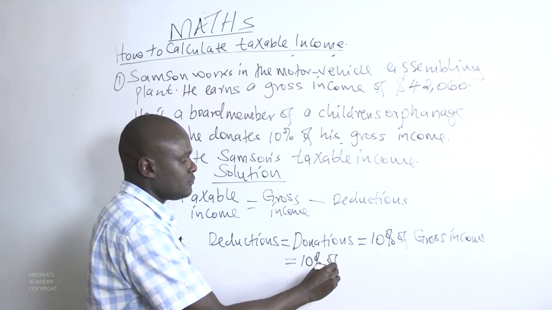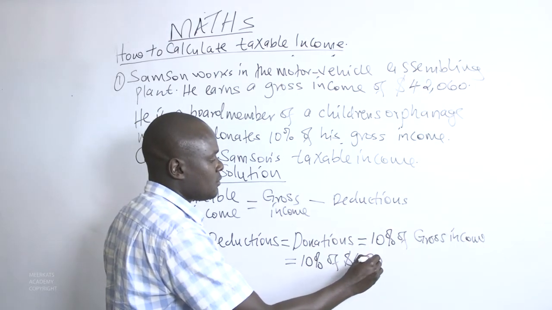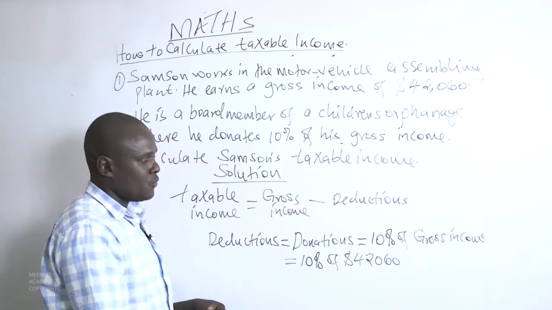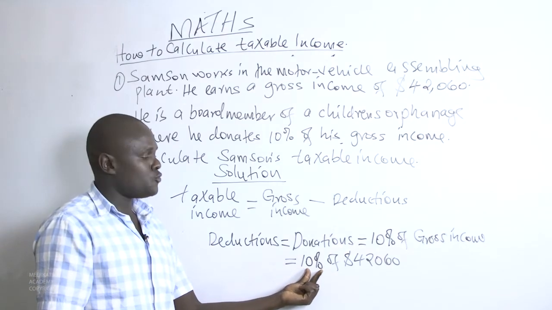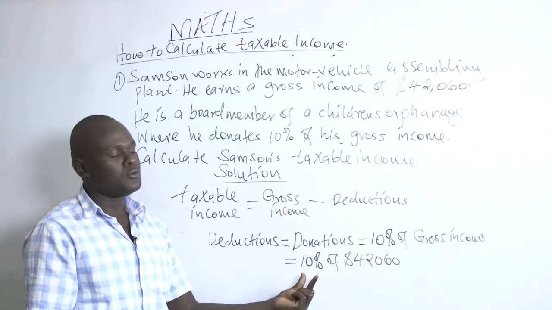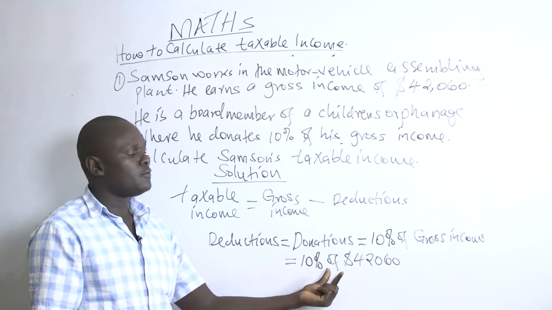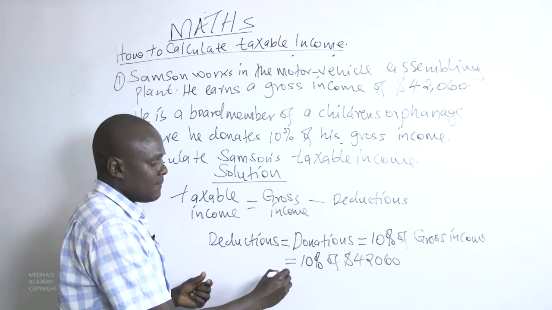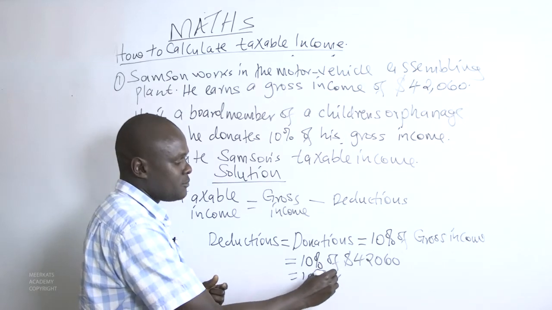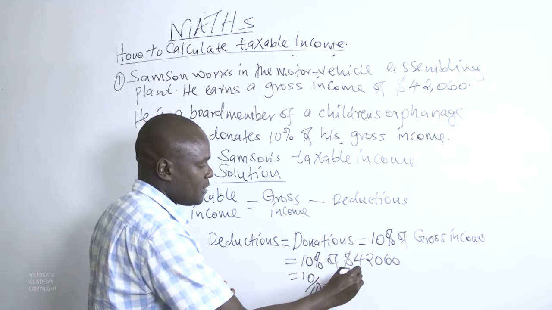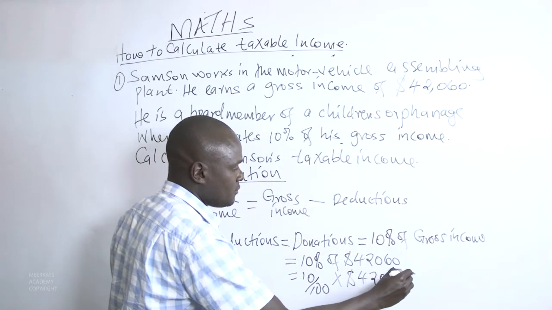So for us to get these deductions, we need to get 10% of the gross income, and this will be 10% of $42,060. For us to do this, we need to convert. I know you have learned how to get a percentage of given amounts and quantities. First of all, we need to write this as a percentage before we multiply by that particular figure. This will be 10 out of 100, and "of" means multiplication. We multiply by this given amount.